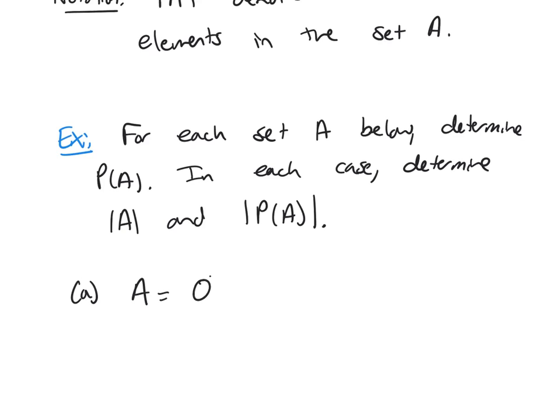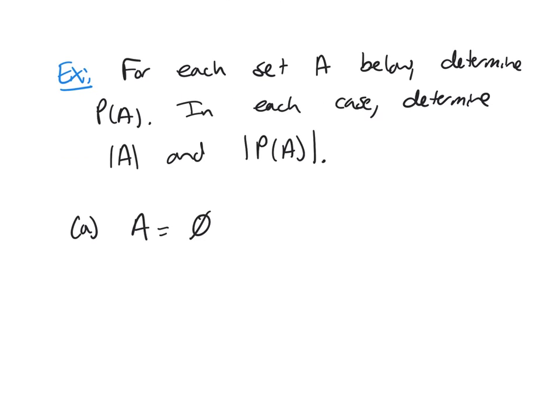Let's assume A is the empty set. And we want to look at all the subsets of the set A. Well, the empty set only has one subset, and that's itself. So the power set of A would look like the set with just one element, the empty set. So here, the cardinality of A is 0, the empty set has no elements. And then the cardinality of the power set of A is 1.